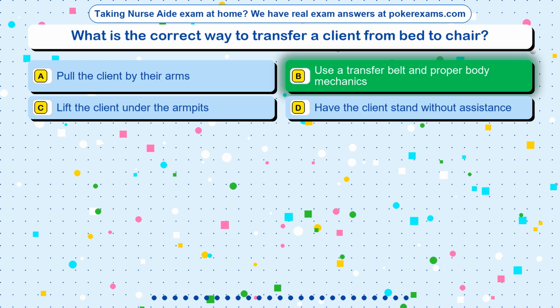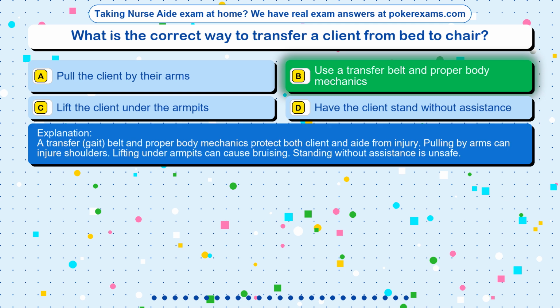The correct answer is option B. Use a transfer belt and proper body mechanics. A transfer, gait, belt and proper body mechanics protect both client and aide from injury. Pulling by arms can injure shoulders. Lifting under armpits can cause bruising. Standing without assistance is unsafe.